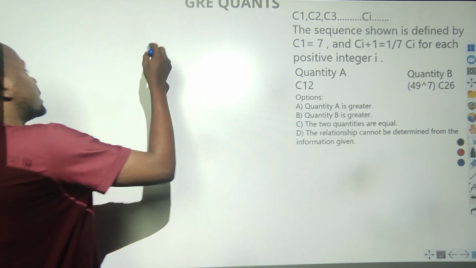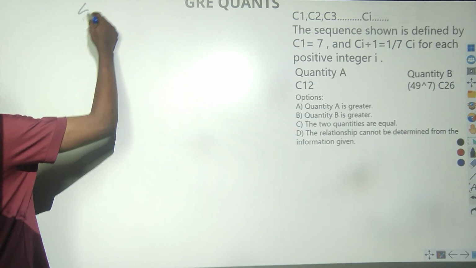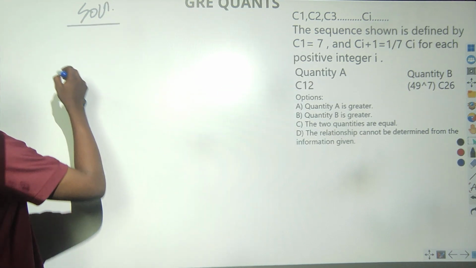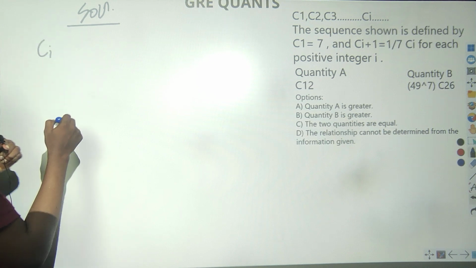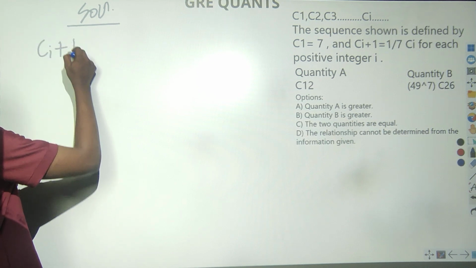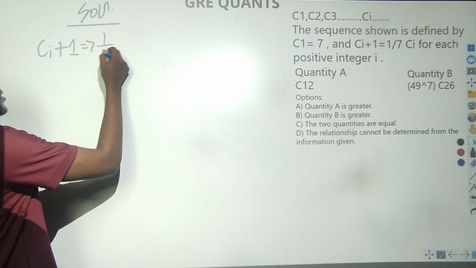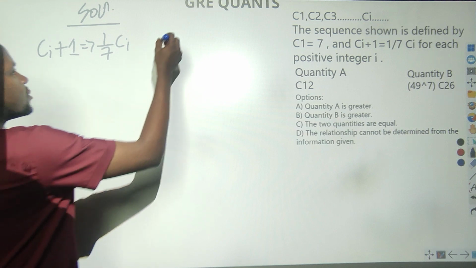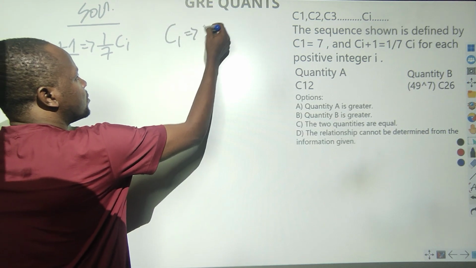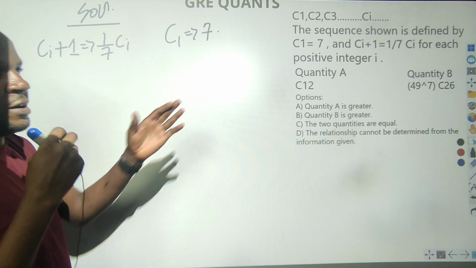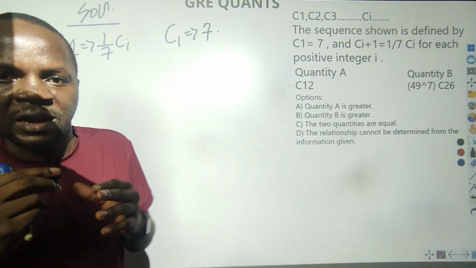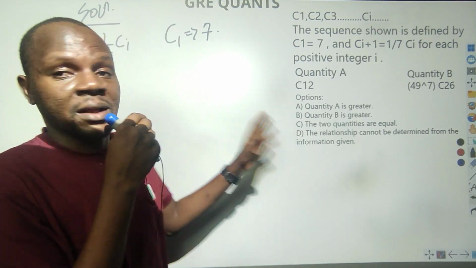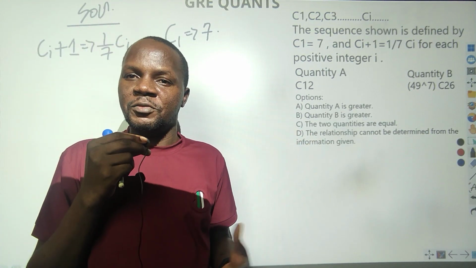Now solving this one together, I can just move a little bit here and say what I need from that one is that Ci plus 1 is equals to 1 over 7 Ci. Now, I know the first term, which is C1 to be equals to 7. So I think this is very simple for me to establish a kind of relationship between all this stuff. If I'm able to get the pattern of each of them, then it will be very, very simple for me to move on.